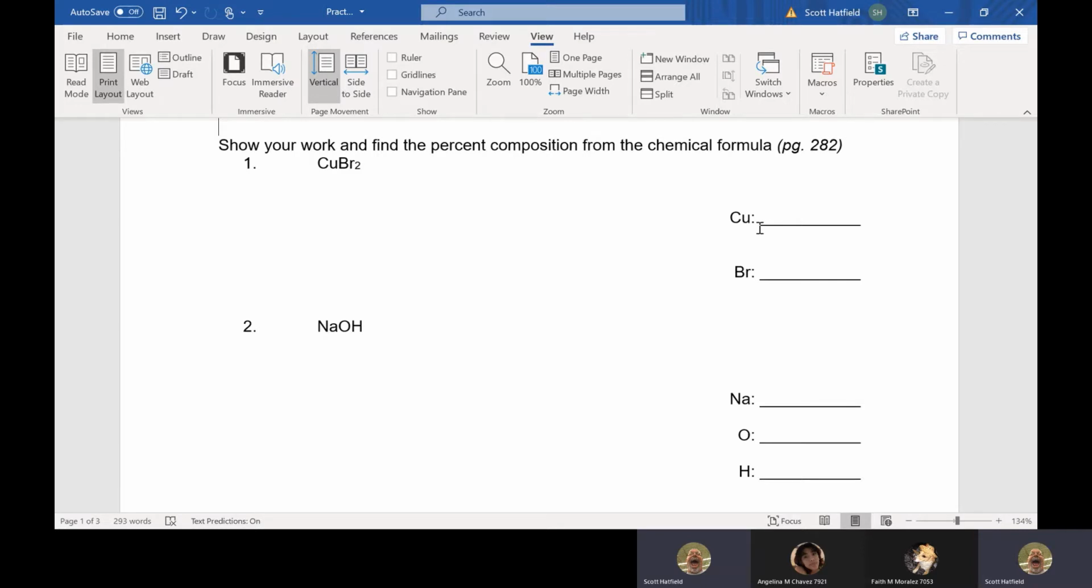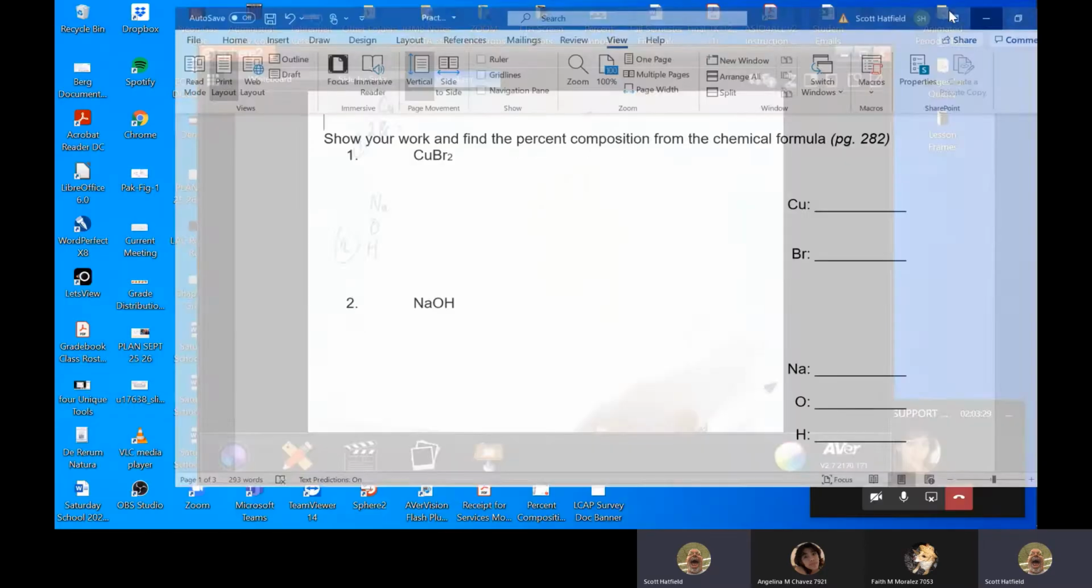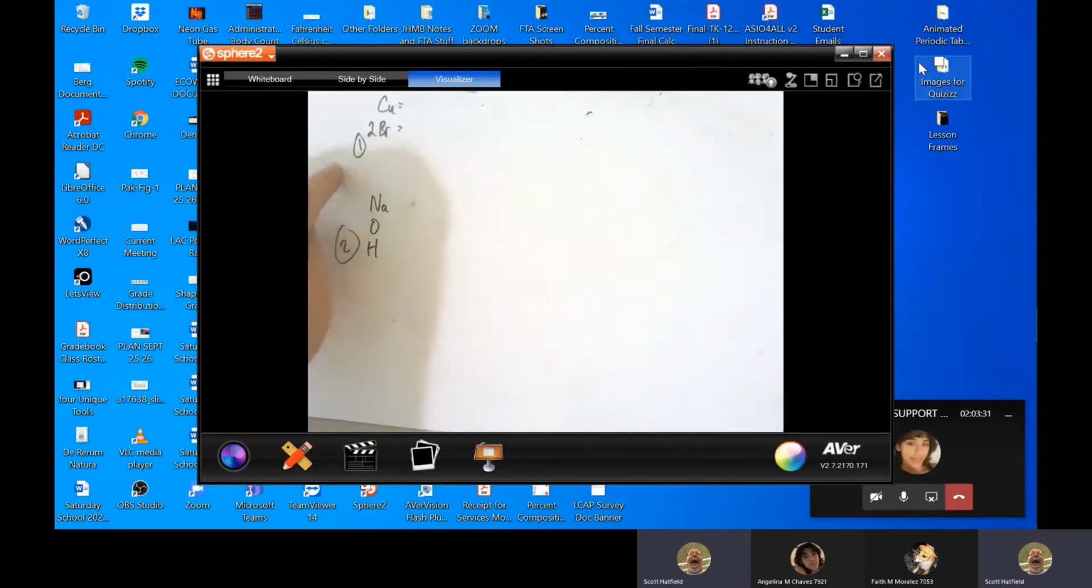And then for the one that comes afterwards, we're going to have sodium hydroxide. And for that, I'm just going to need 1 sodium, 1 oxygen, and 1 hydrogen. So I'll do both of those about the same time. Okay, so this is problem 1, this is problem 2.